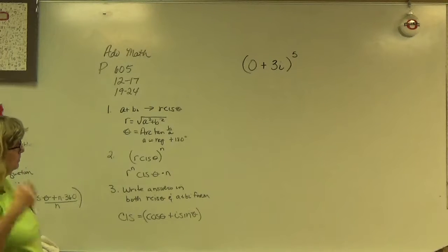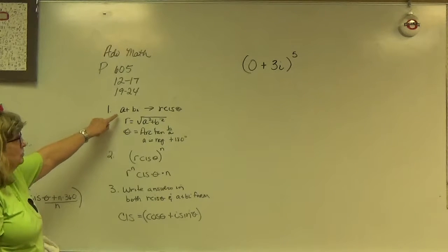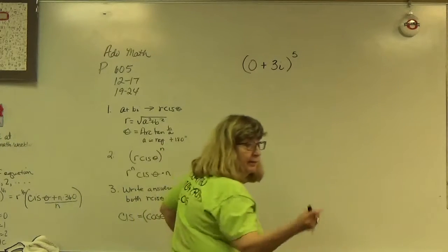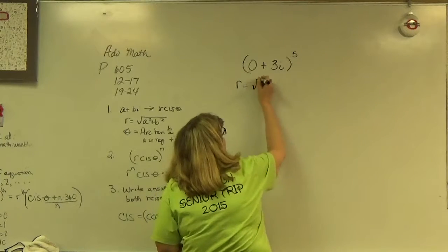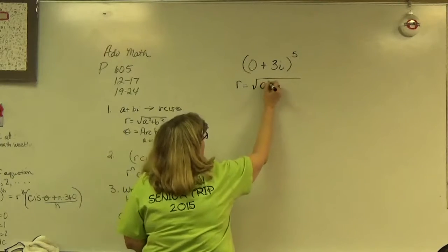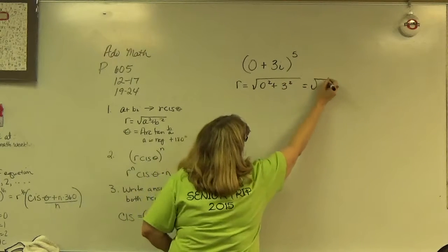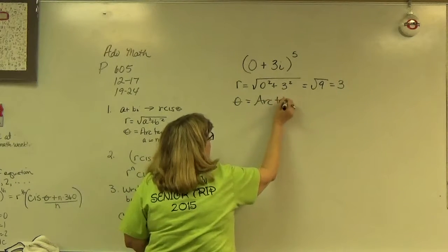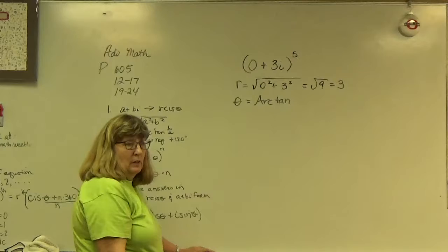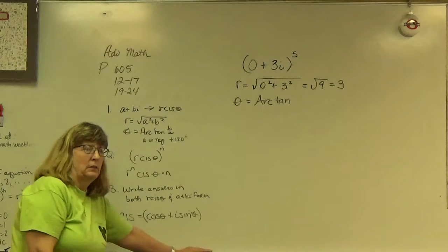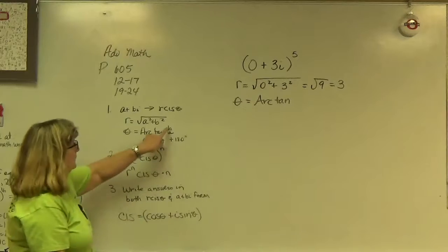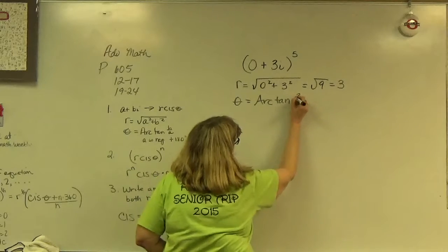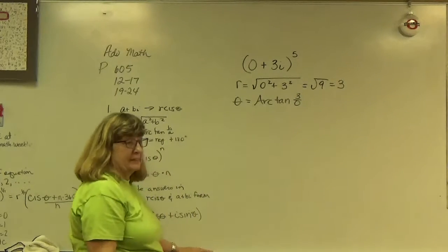So I want to find out what 0 plus 3i is to the fifth power. The first thing you have to do is to change the a plus bi form to polar form. So everybody gets a turn here. R is going to equal what, Taylor? 0 squared plus 3 squared. Okay, JC. Theta is going to equal the arctangent of what? Three over 0. And now that's one you have to know that's undefined.